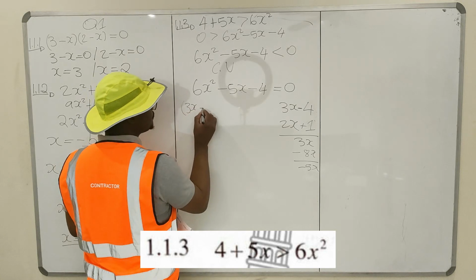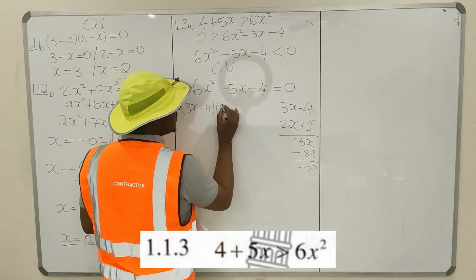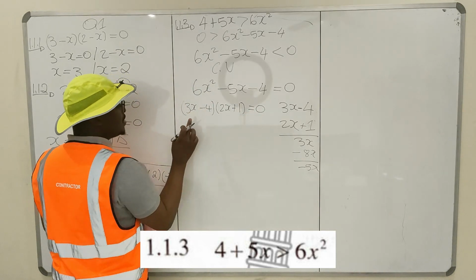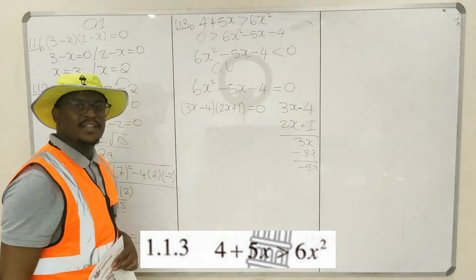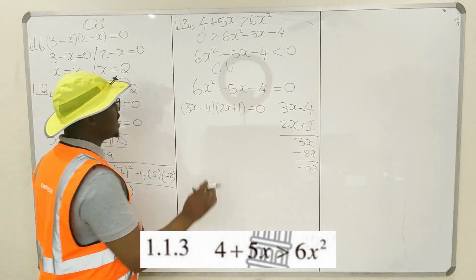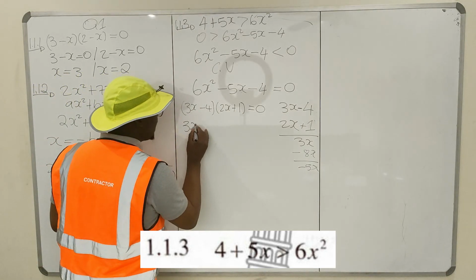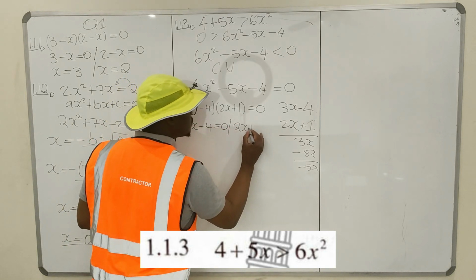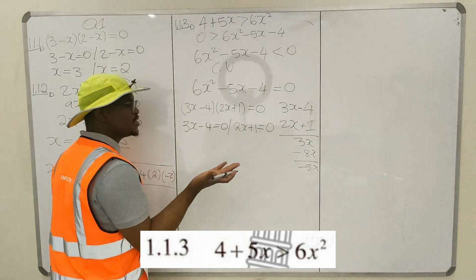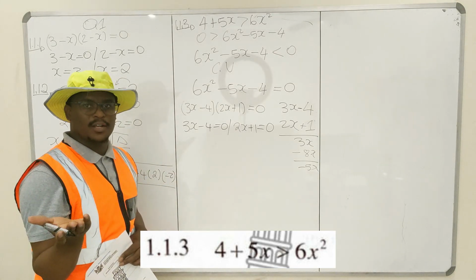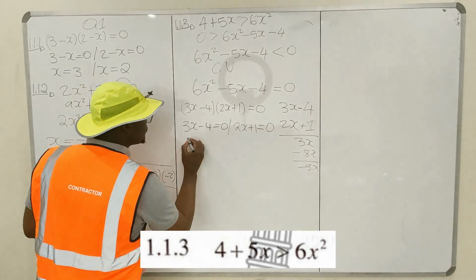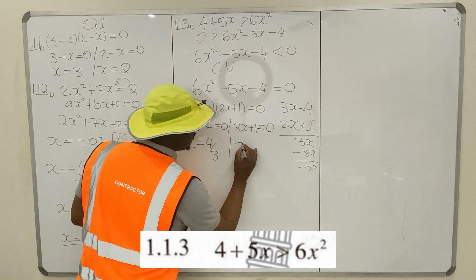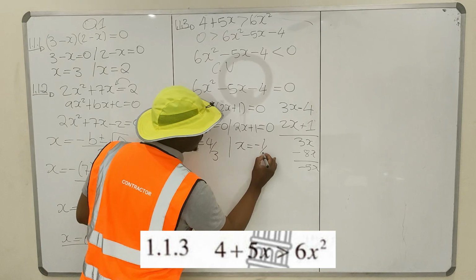So we have 3x minus 4 and 2x plus 1 is equal to 0. Again, we have two brackets multiplying each other, and the answer is 0. What does that tell you? It's either this bracket is 0, which is 3x minus 4 is equal to 0, or the 2x plus 1 bracket is 0. One of them should be 0 if, when you multiply them, the product is 0. So we get that x is equal to 4 over 3, or x is equal to minus half.